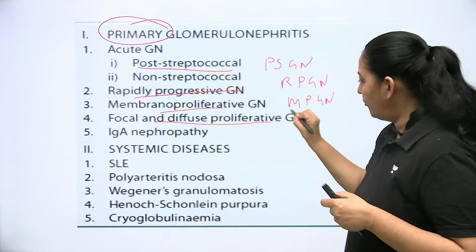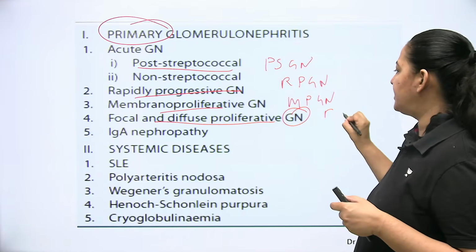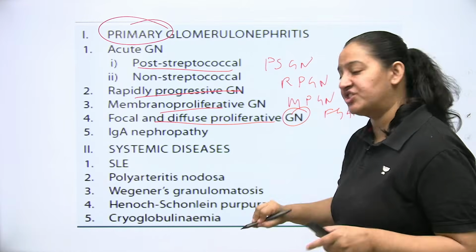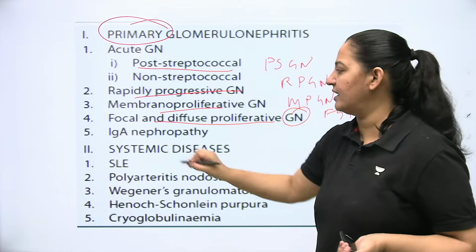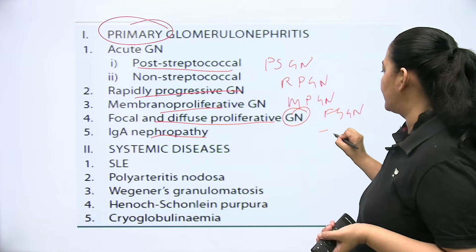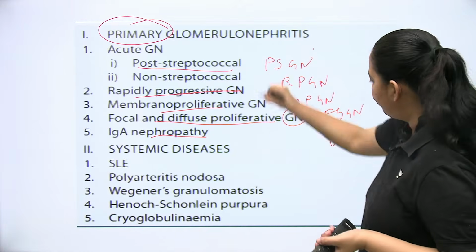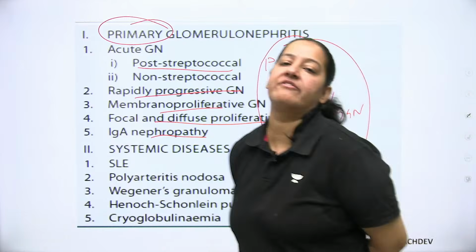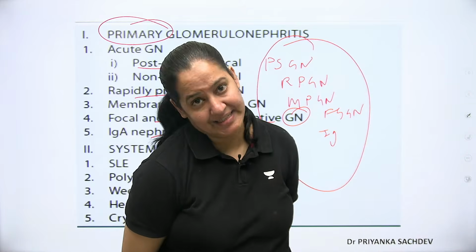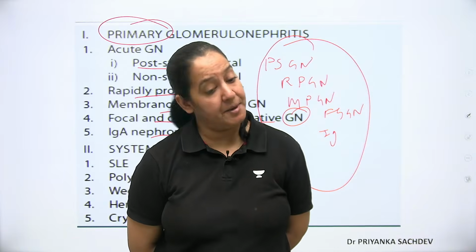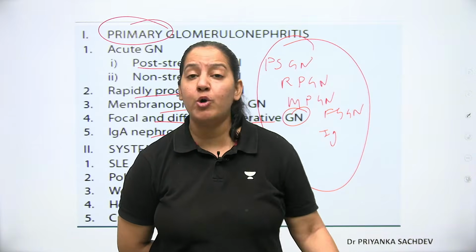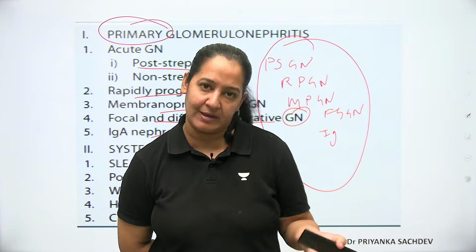Focal segmental glomerulonephritis, FSGN is nephritic, but FSGS will be nephrotic, right? So you have to learn the name. And IgA nephropathy is nephritic. So out of 9, 5 are nephritic. Learn the name of 5. Learn these 5. Out of 9, these 5 are nephritic. The remaining will be nephrotic. So you have to learn which glomerulonephritis will present with what clinical features.